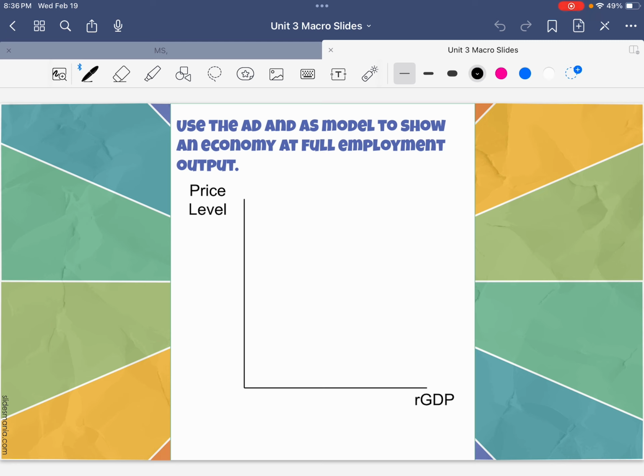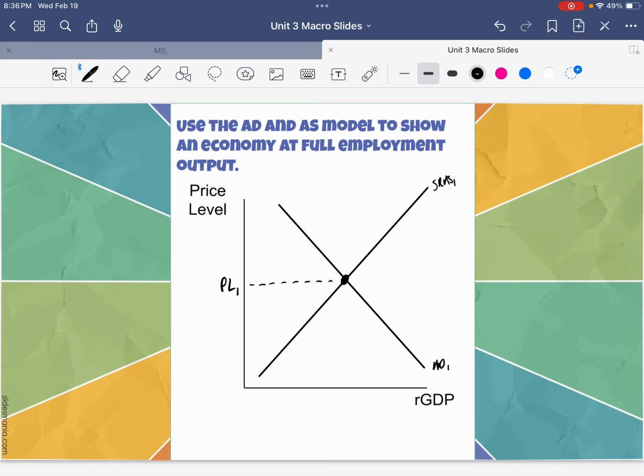This graph that I'm about to do would be a graph where there is nothing wrong in the economy. So we would have upward sloping short run aggregate supply, downward sloping aggregate demand. And I'm going to go ahead and label those. So this would be SRAS1 and aggregate demand 1. Where they meet would be equilibrium, and from there we would go over, and that would be our equilibrium price level, PL1, and from there we would go down, and that would be our equilibrium output, which we would label Y1. So our GDP is labeled with a Y.